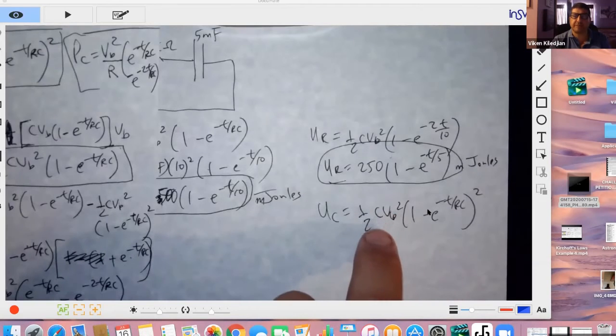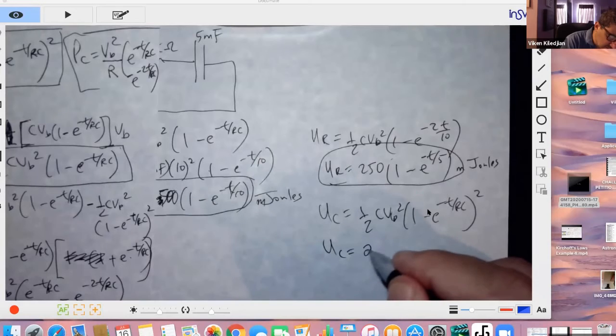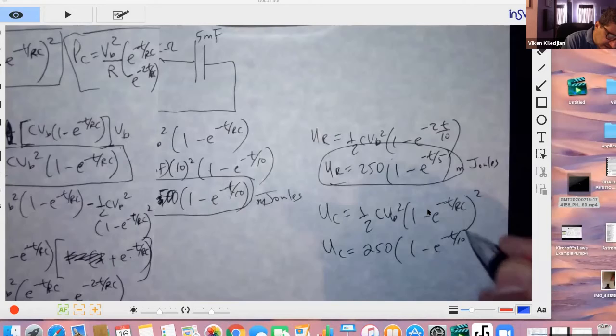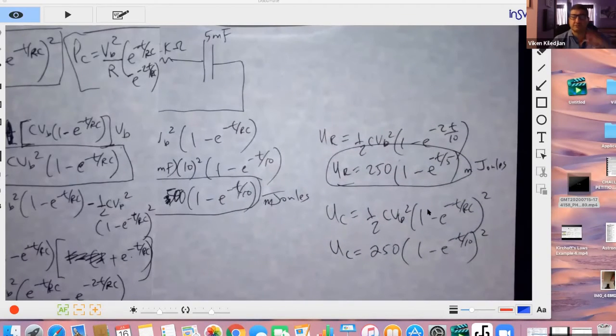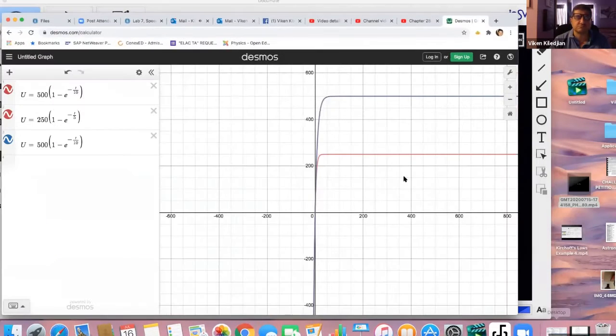Right, so it's going to be 250 times (1 minus e to the minus t over 10) quantity squared. See, they all look different. So this is going to be 250.